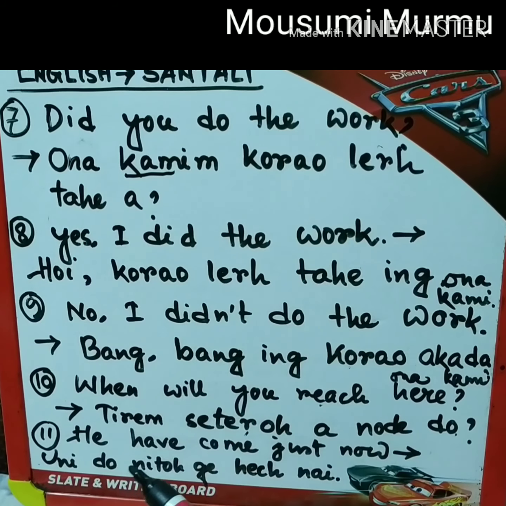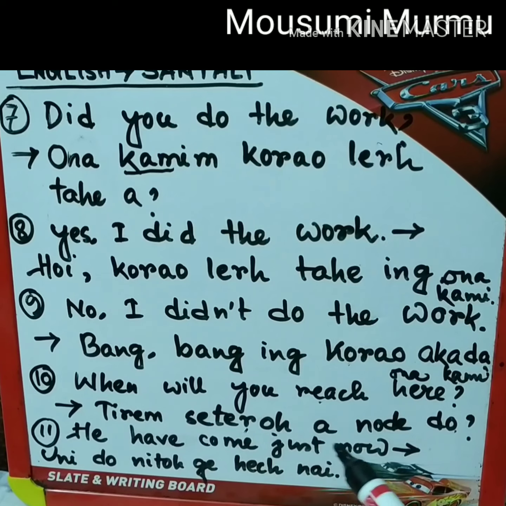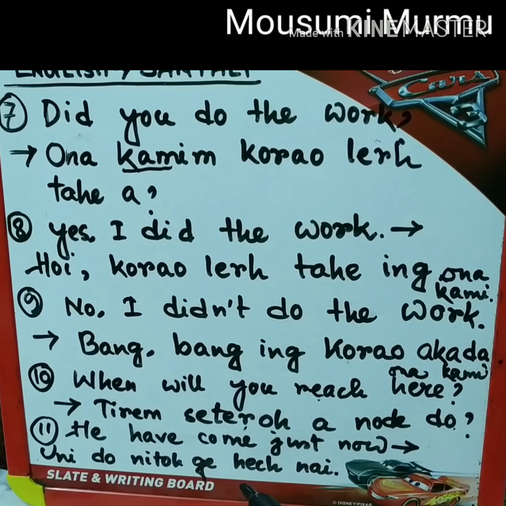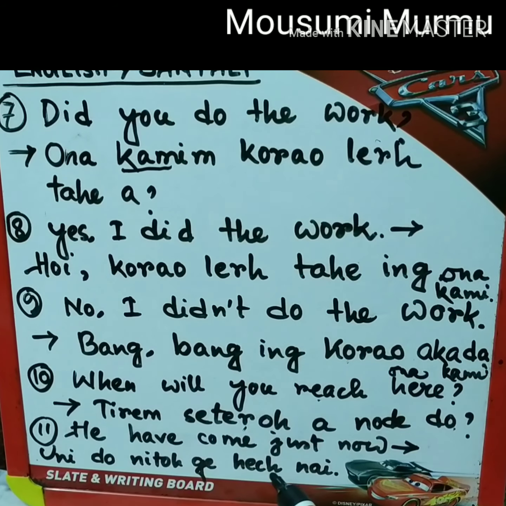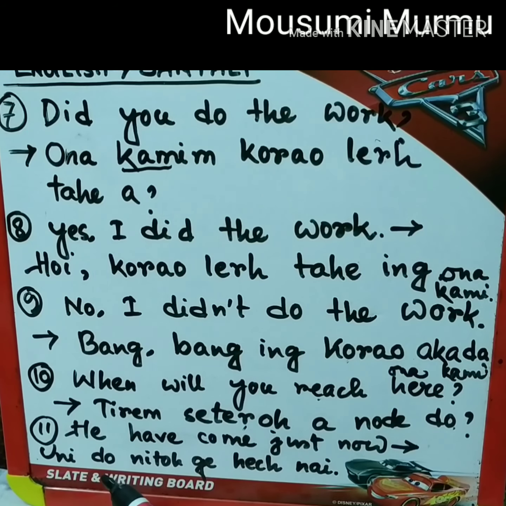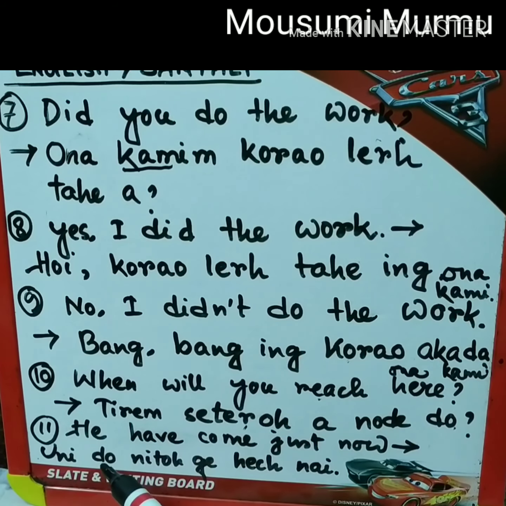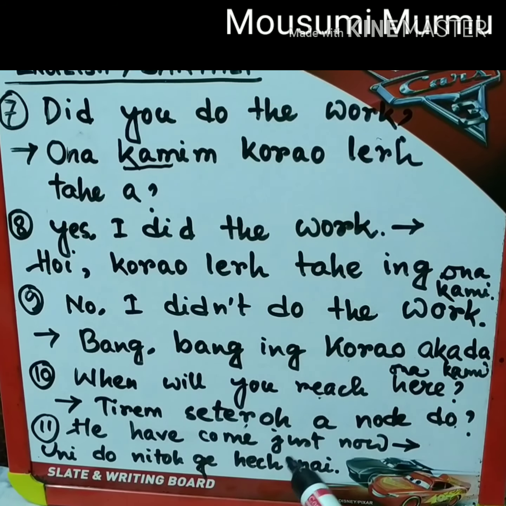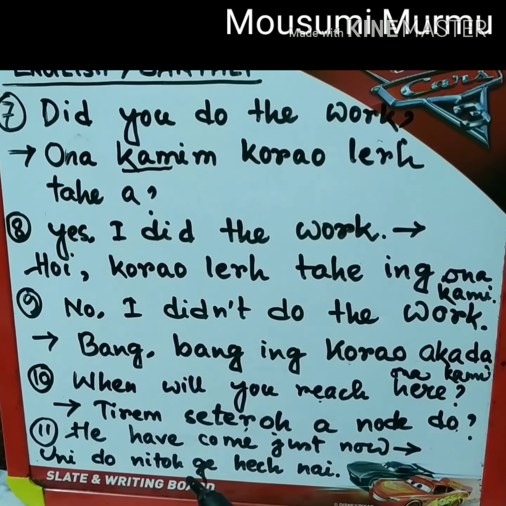Next line is he has come just now. In Santali, uni do nitu ke hei nai. Uni means he. Uni do, and here the word is for better decoration. And nitu ke means just now. Hei nai means have come.